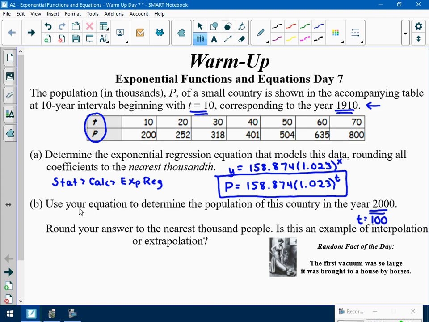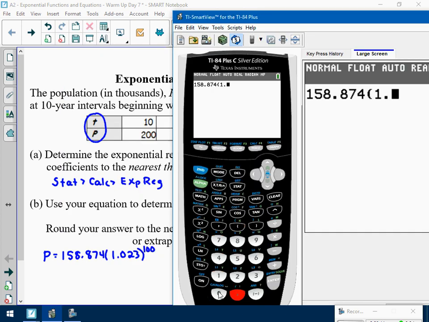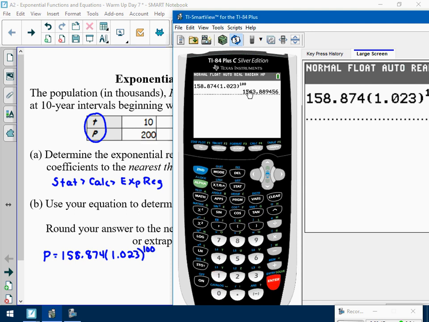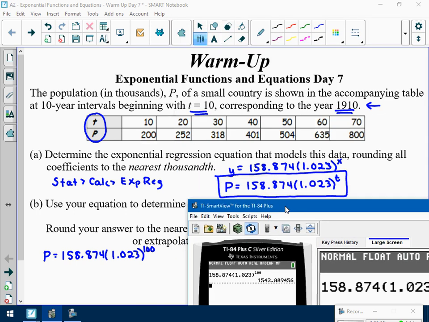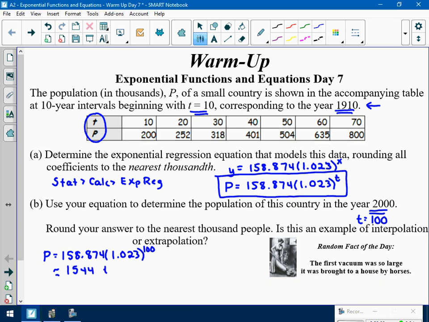So we have P equals 158.874 times 1.023 raised to the 100th power. So let's go ahead and do that. 158.874 times 1.023 raised to the 100th. And I get an answer of 1543.8. They want it rounded to the nearest thousand, but population is in thousands. So that's going to be 1,544,000, which is really like 1.5 million. That's what they want us to round it to.